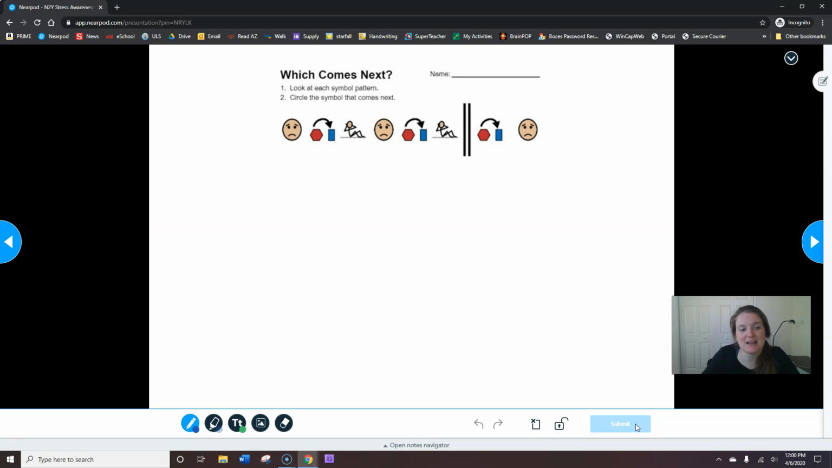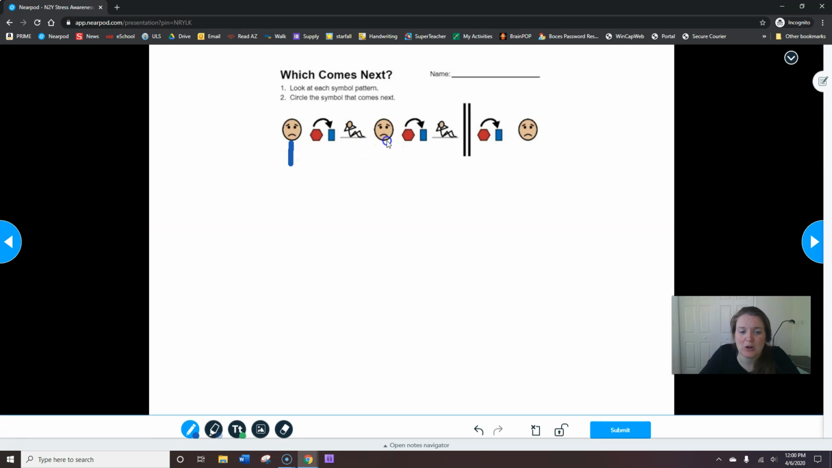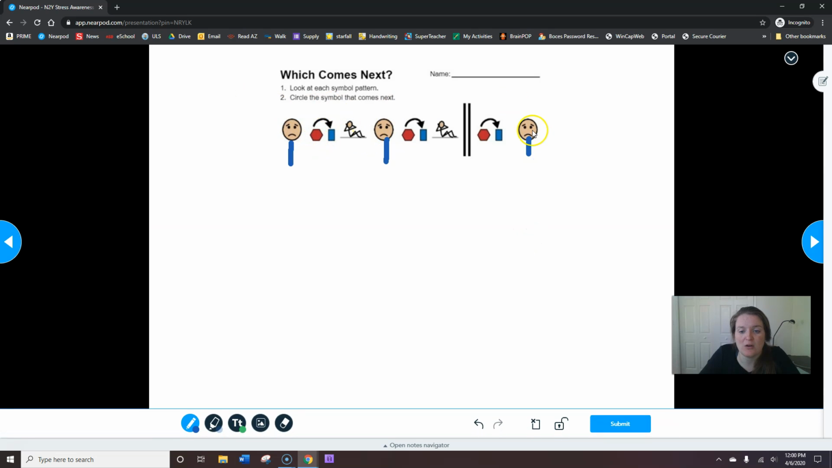Okay, our last one is always the hardest one. So one of the ways that stress can affect us is we can feel sad. Sad is our first symbol. So we're going to label sad with a 1. 1, 1, 1. I wrote 1 3 times.